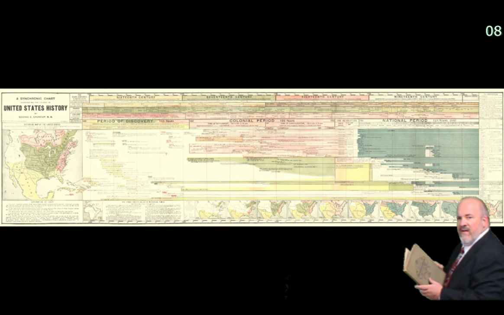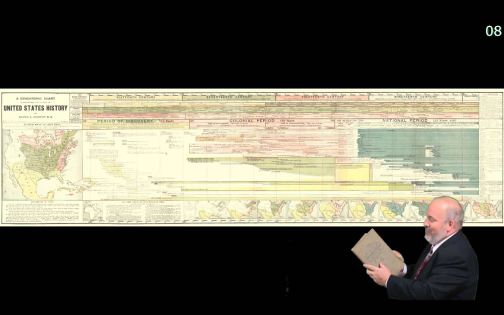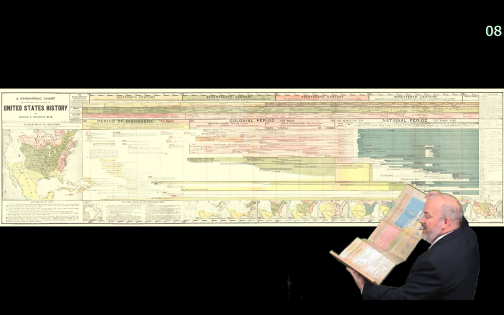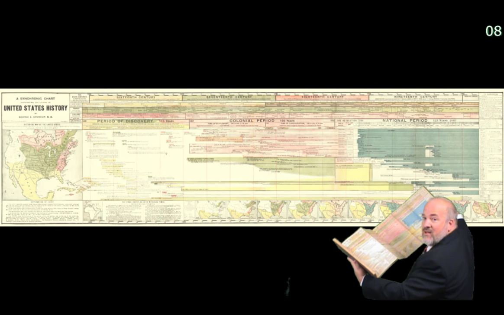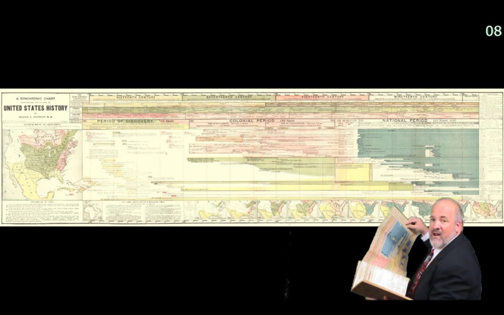This next one's one of my favorites. It's from George Prosk's United States History with syncretic charts, maps, and statistical diagrams. This particular one is the syncretic diagram. It's the United States history. This chart details 400 years of United States history up to 1911 when the book was published.